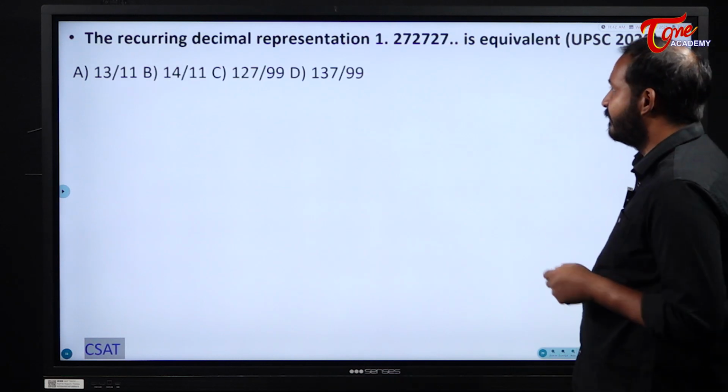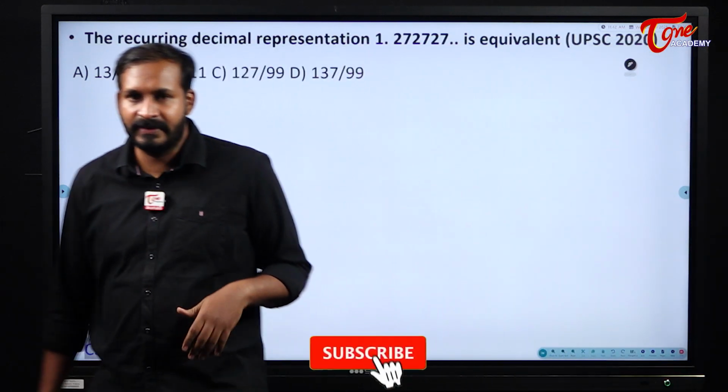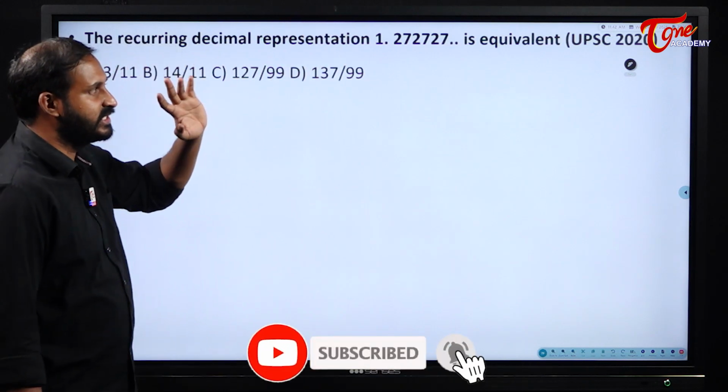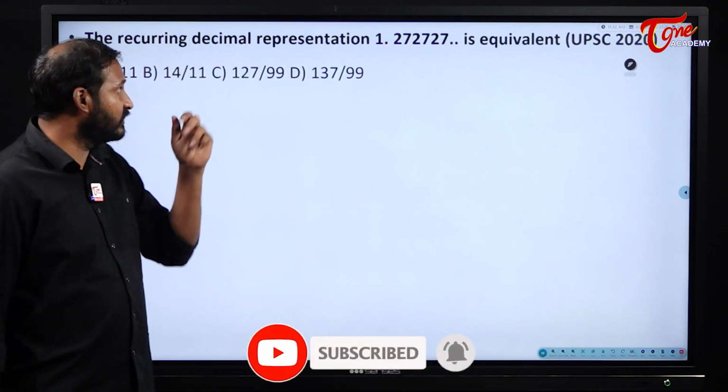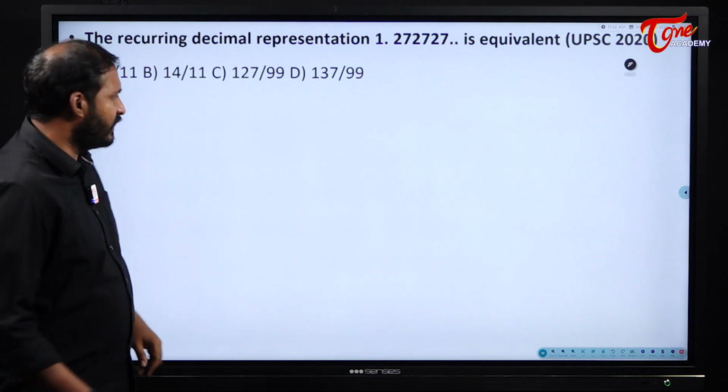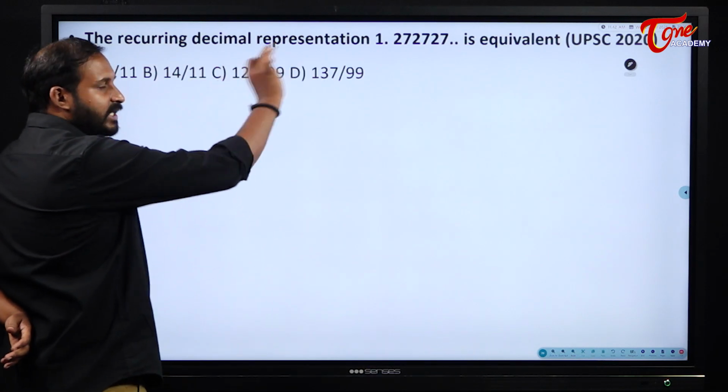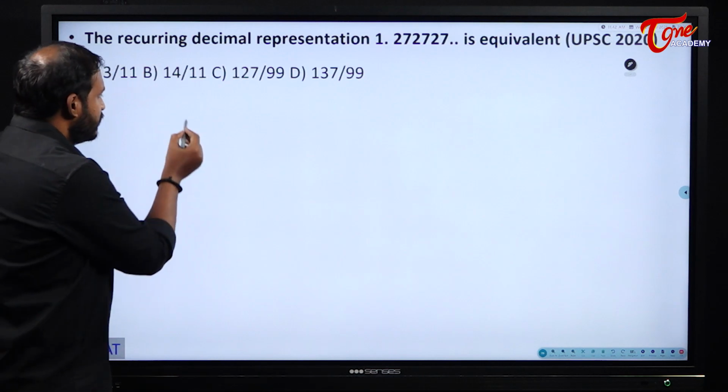The recurring decimal represents. Okay. While discussing the number system, I told you that we will come across these things later. Now, please have a glance at these recurring decimal systems. We will learn the concept first and then we will come to this question.